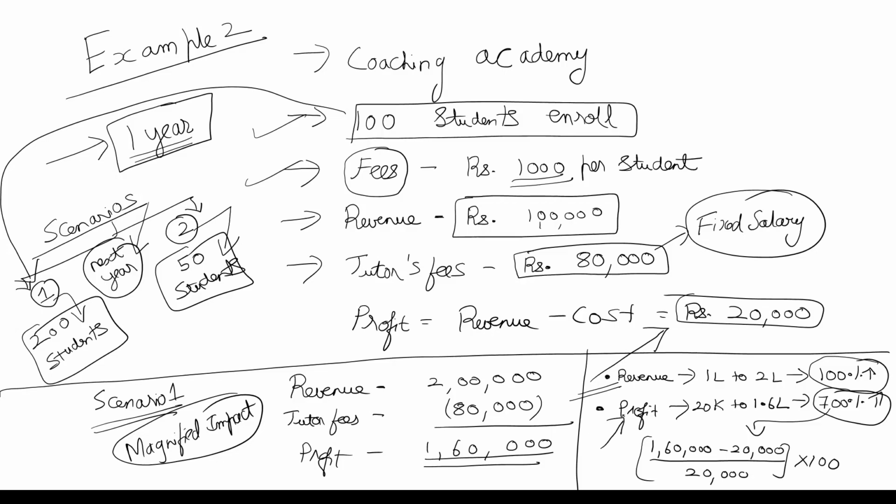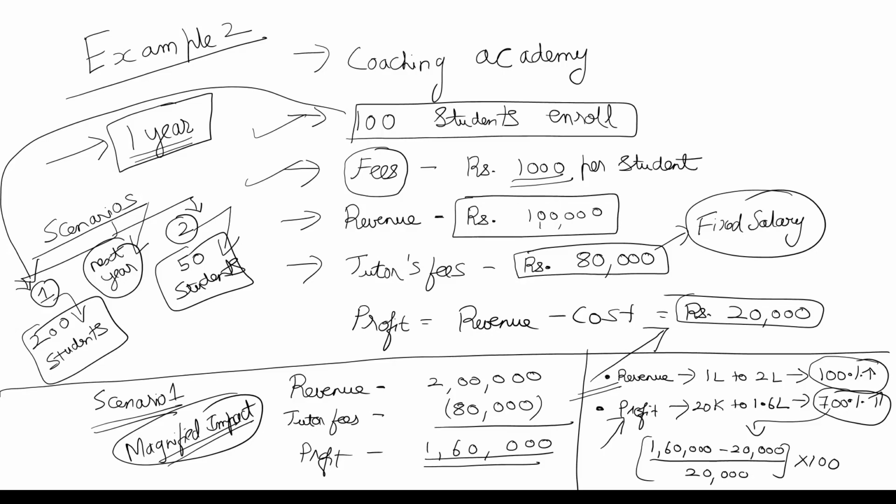But if you look at the impact of that increase in revenue on profit, profit has not increased just by 100%. Profit has increased by 700%. So you can see this magnified impact here. When revenue increases by 100%, you can see profit increasing by 700%.